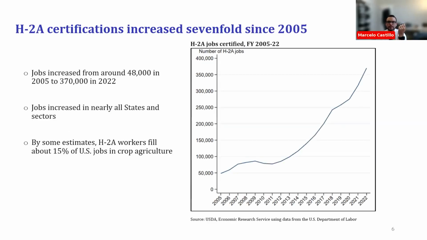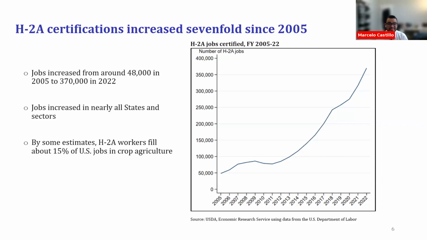So the major story about the program is pretty simple, it's growth. As you can see in this graph, H2A employment has increased a lot recently. So H2A jobs went from about 50,000 in 2005 to about 370,000 in 2022. Now H2A jobs have increased in all sectors and regions, though the increase has been more pronounced in some sectors and regions than in others.